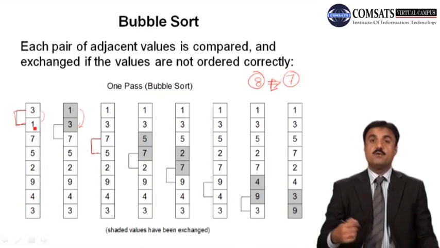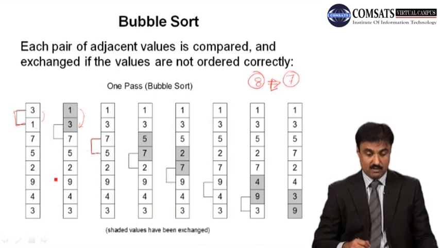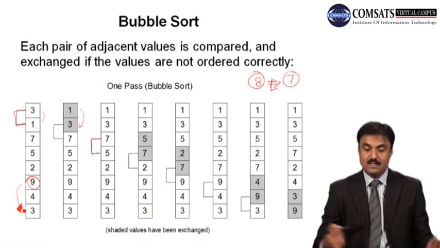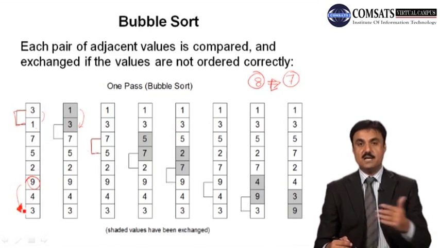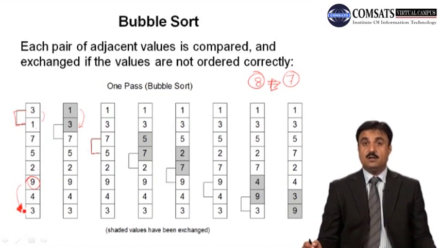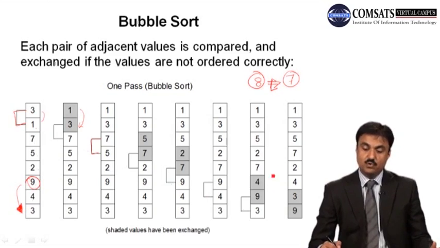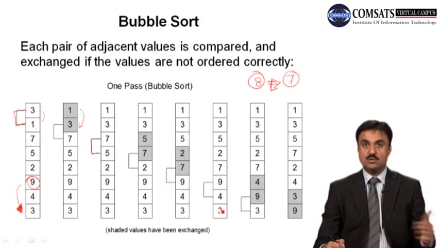So here you can see, wheresoever we have the largest value, it will be moved to the end in the first iteration or first pass. In the first pass, it will move to the last position. In the second pass, the element who is the second largest value will move to the second last position, and so on.